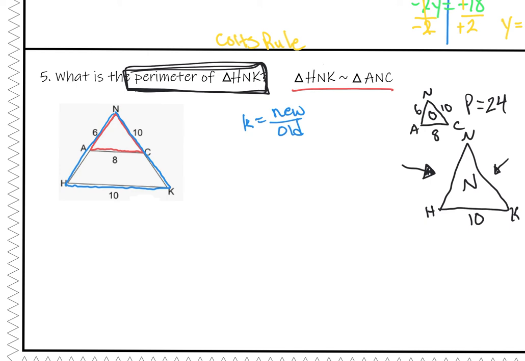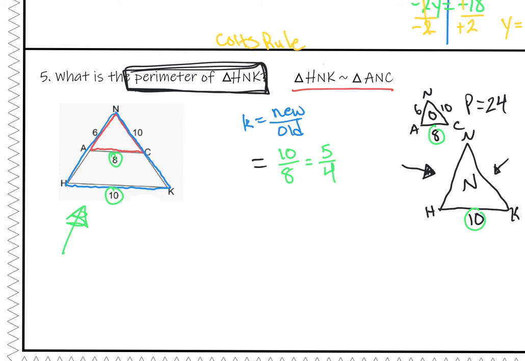Let's figure out the perimeter of HNK, so I'm going to call that one my new this time. And you can get the same answer; it's just a different way of thinking about it. This makes the problem easier, in my opinion. So if I do that, I know that the 10 corresponds with the 8, which you can see here on the picture. So we're going to get 10 over 8 for our scale factor, and that reduces to 5 over 4.